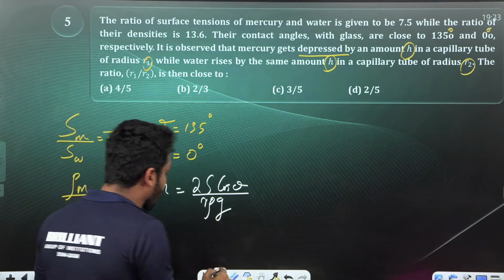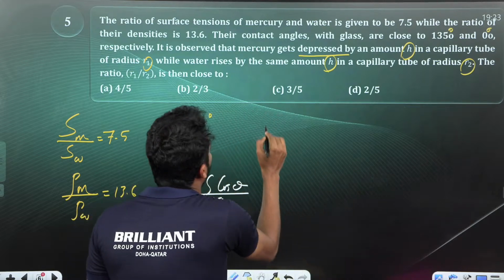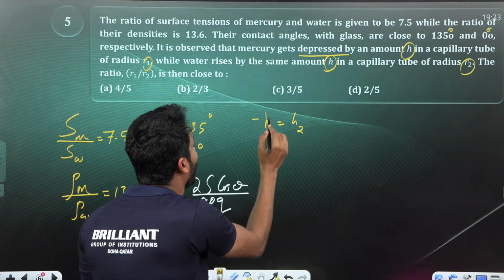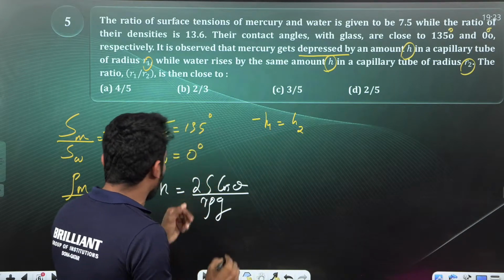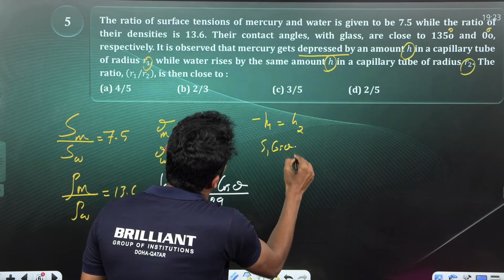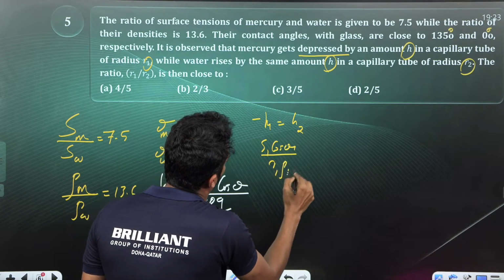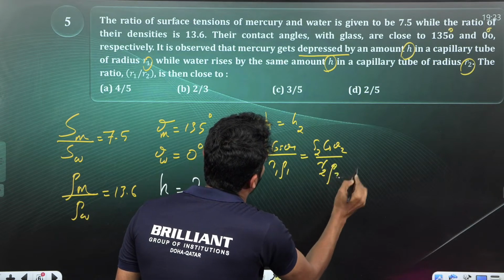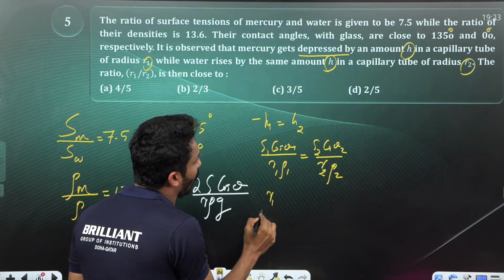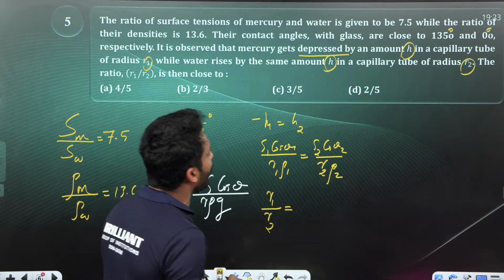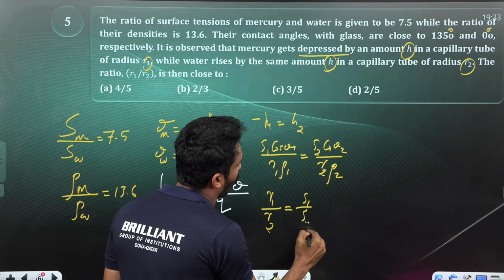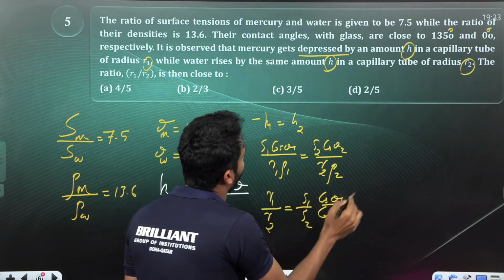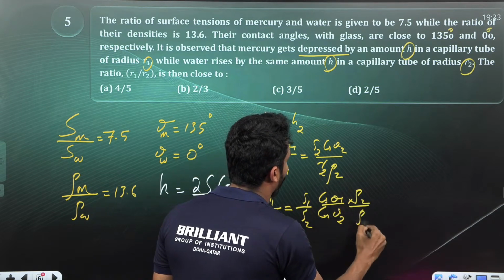Now in this question, it is given that the height and depression are the same, h1 is equal to h2, but one is height and the other one is depression, so I am taking a negative sign there. Then it means S1 cos theta 1 divided by r1 rho 1 is equal to S2 cos theta 2 divided by r2 rho 2. Clear? And the question is about r1 divided by r2. r1 by r2 is equal to S1 by S2, then cos theta 1 by cos theta 2, into rho 2 divided by rho 1.